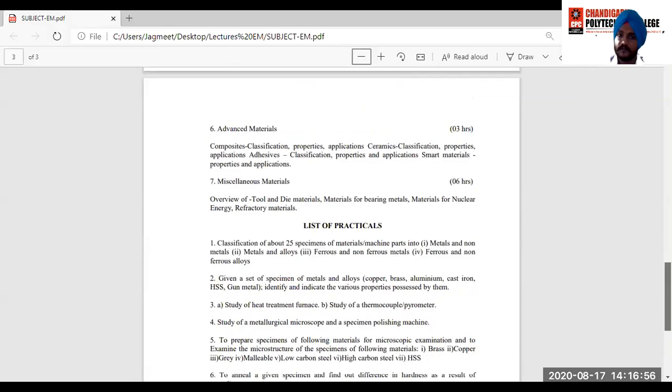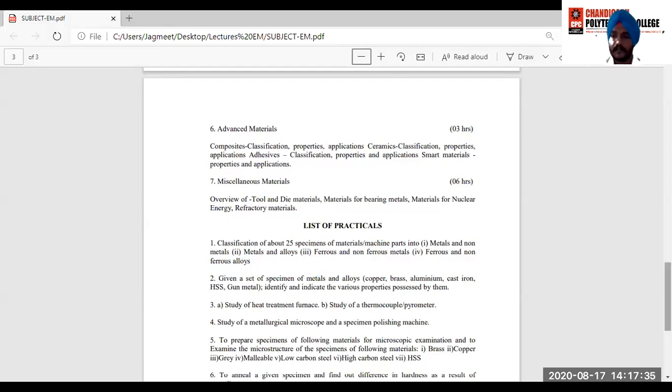In chapter number 6, we will discuss the advanced material like composite materials, their classification, their properties, their applications, ceramic, their classification, their properties, adhesives, their classification, properties. So all these we will discuss in chapter number 6. In chapter number 7, we will discuss the tool and die material. What are the different die material and tool material required for making a tool and die? Material for bearing metals, material for nuclear energy, refractory material. These all materials we will discuss in chapter number 7.